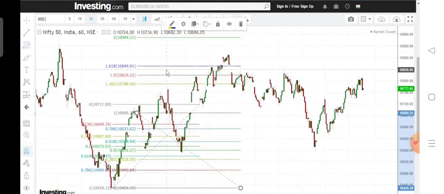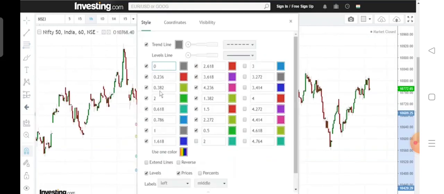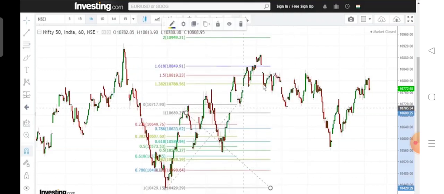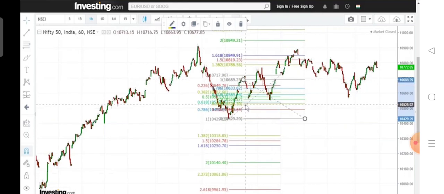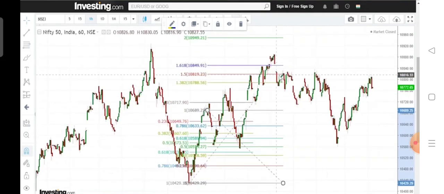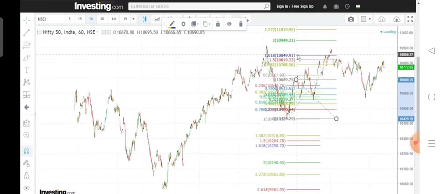So as we know that the projections can be till various levels, so normally the ratios that are used for projections are, as we can see, 1.382, 1.5, 1.618, and then the important levels are 2.618, 3.618, 4.236, etc. As we can see that the market went past this 1.618 level and then eventually it crossed back and then started actually consolidating and moved down. We will see more examples.